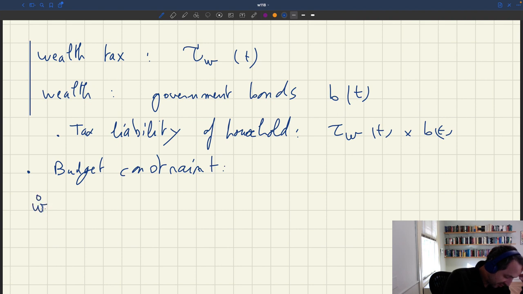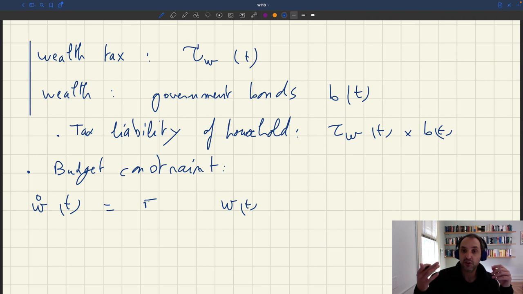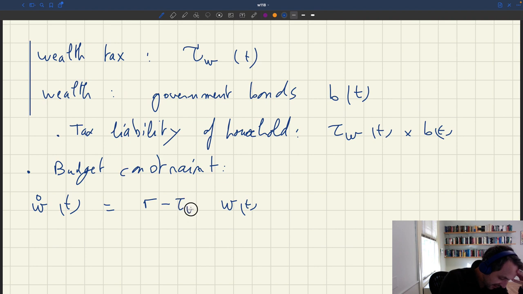So the change in real wealth, remember, W is what we denoted the real wealth in the model. You have W dot, the change of real wealth over time. And so we had R times W, where R was a real rate, the rate of return on real wealth, but now that wealth is taxed at the rate tau W, the rate of return on wealth becomes R minus tau W.